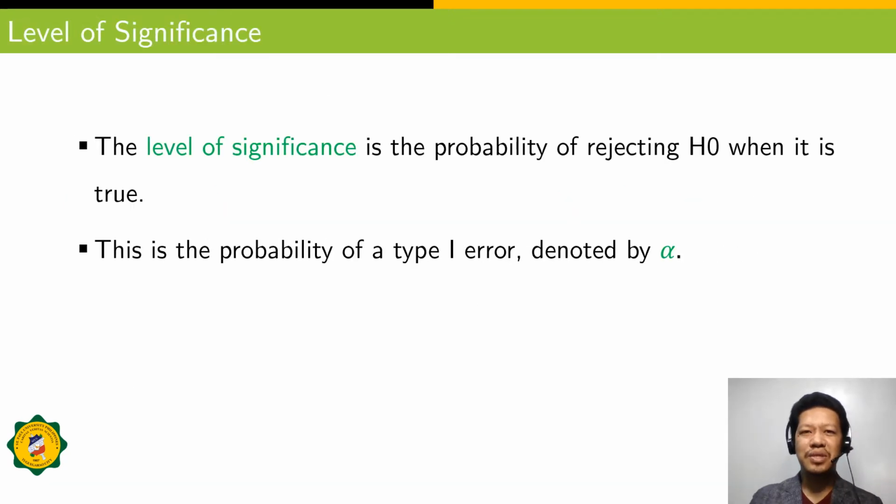So we need to know this term in hypothesis testing. There's what we call the level of significance. The level of significance is the probability of rejecting the null hypothesis when it is true. This is the probability of a type 1 error denoted by the Greek letter alpha. And usually in our results, we usually use 0.05 or 0.01 level of significance.